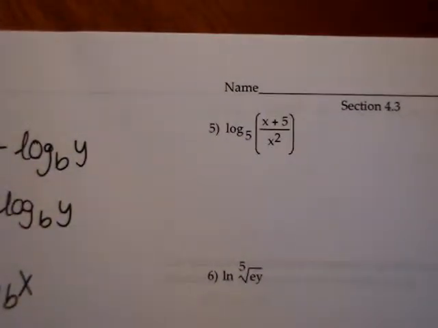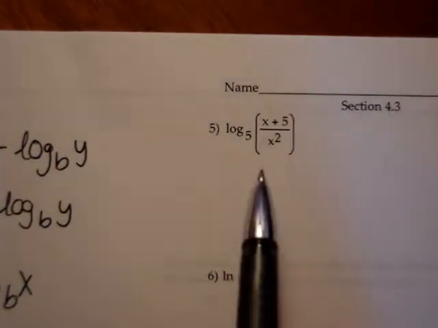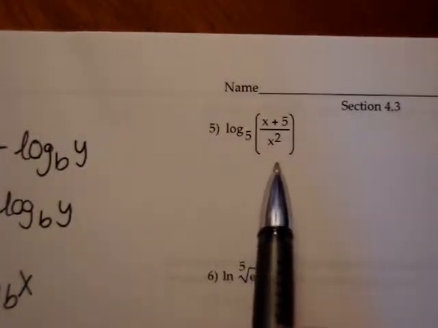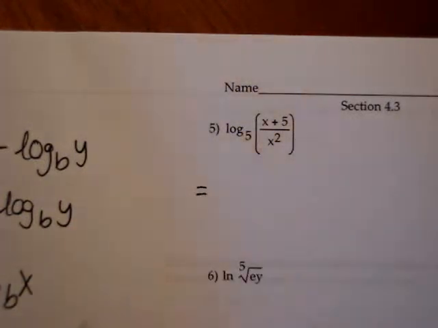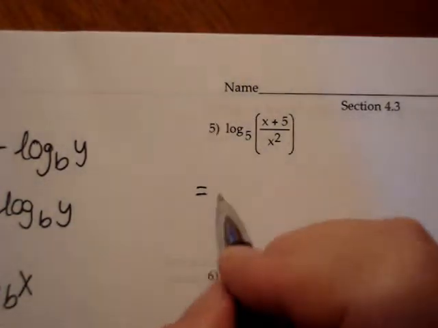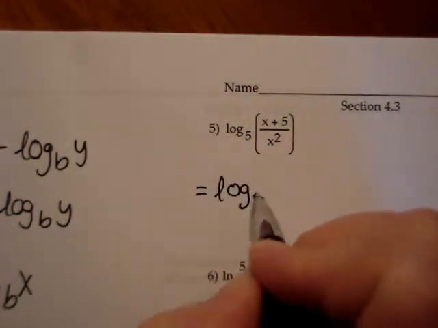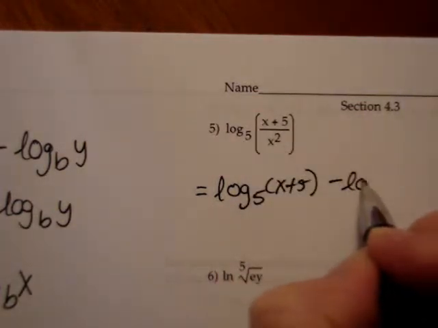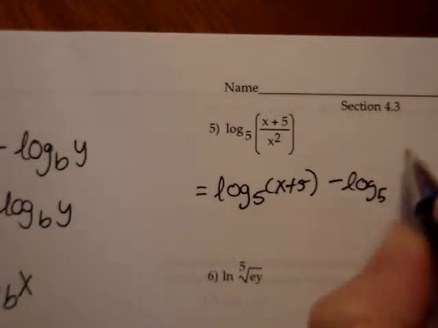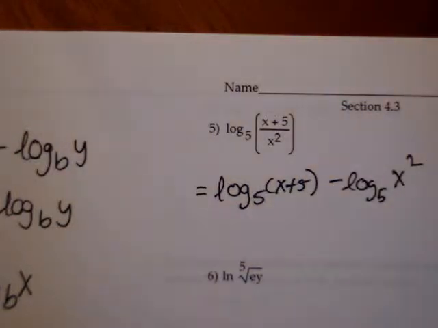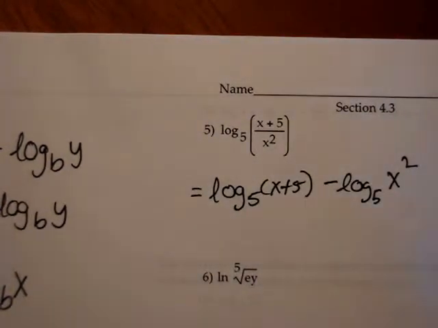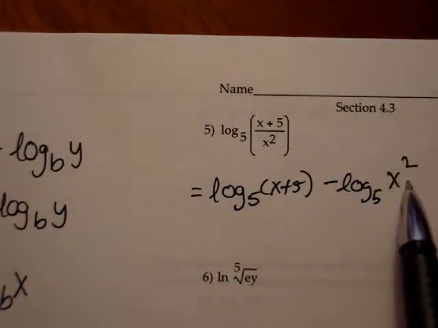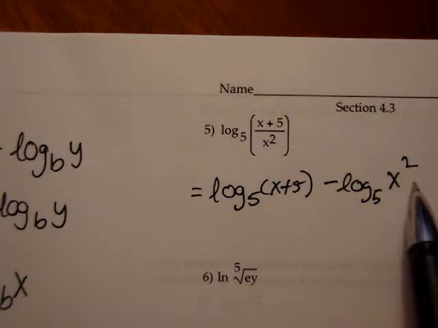Okay. So number 5 has log base 5 of, the numerator is x plus 5, the denominator is x squared. So if I'm using my log properties to expand this as much as possible, the first thing I would do is change that division I see into subtraction of 2 logs. And then I check, could I do more? I could. I have an exponent on this x squared here.